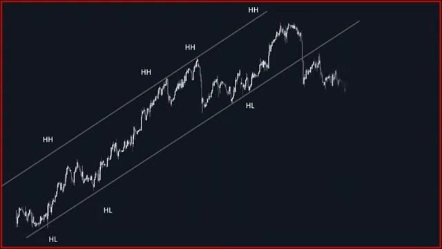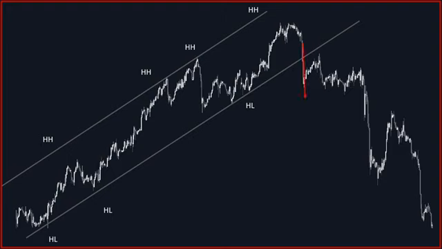It's like a parade of bullish confidence. But then, bam! The price breaks below the trend line. That's the market's way of saying, party's over, bulls. It's bear time now. When the trend line is broken, it's often a sign that the uptrend is losing steam and the market might be shifting to a downtrend.